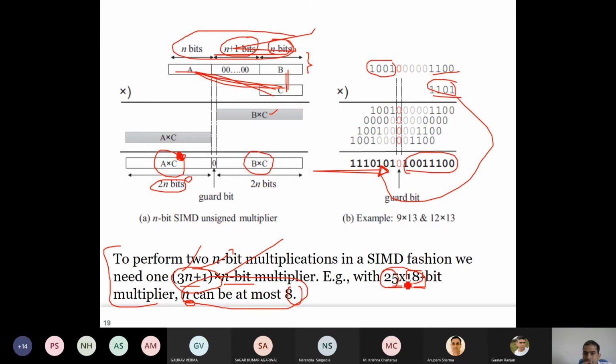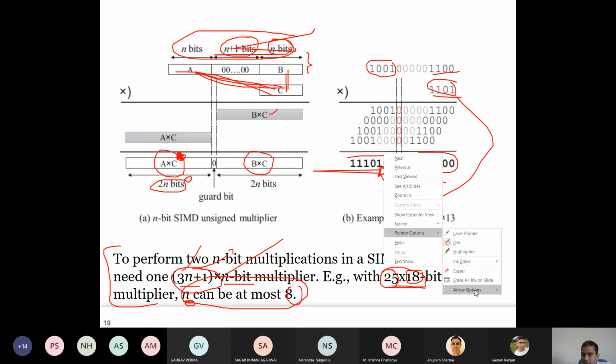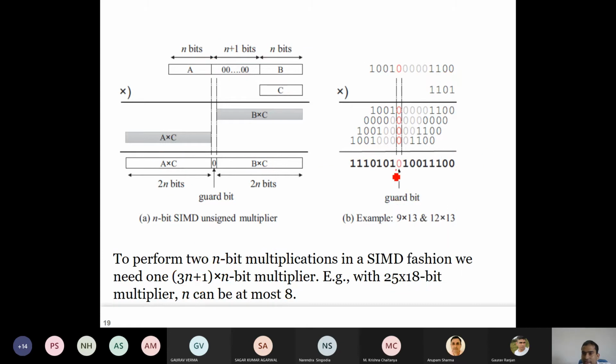No, sir, that one, the 11101, and there is a guard bit. Yeah, guard bit is unnecessary. Guard bit you could have avoided. Before the guard bit, it should be an 8 bit result, no? So you're saying this part? No, this part. Yes. Okay, let me see. So here you're saying this is 8 bit, but here it is showing only 7 bit. Result should be 8 bit.